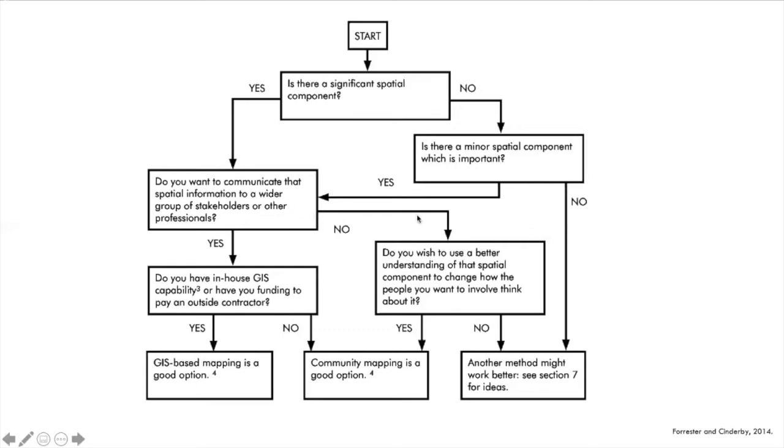If your answer is no, and you wish to use a better understanding of that spatial component to change how the people you want to involve think about it, then you may employ community mapping in your research project. But I think it still depends on your research objectives. Even if you are a GIS expert, but your research is about finding common ground among people, and you are using mapping as a tool to enhance social cohesion, then this decision tree is limited for you. So it still depends on your research objective. This might be more helpful for projects that are considering community mapping.